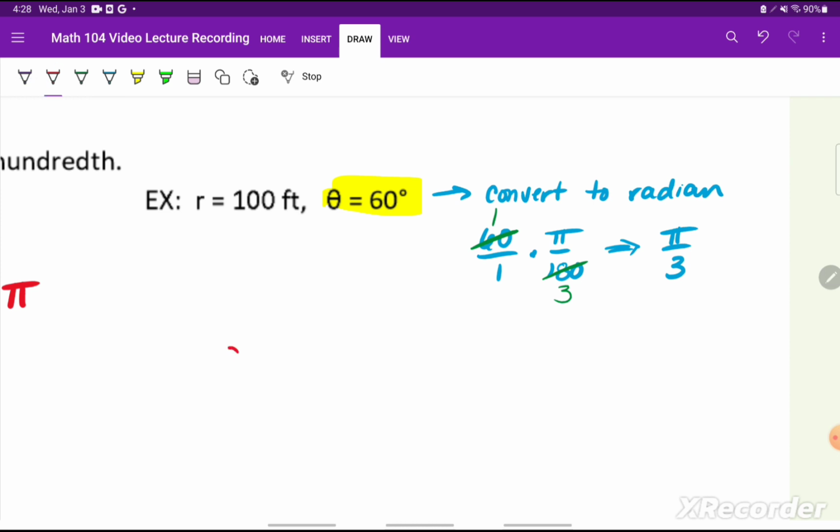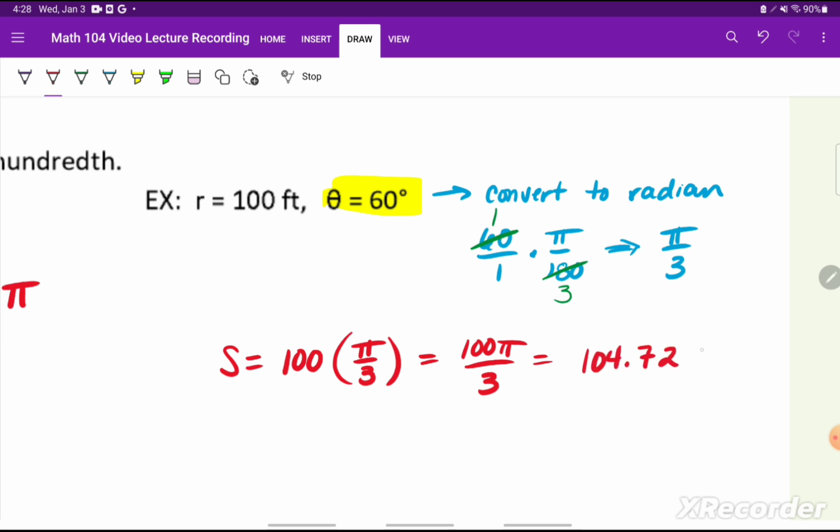So now our arc length s is going to be equal to r times theta. So that's 100 pi over 3. And we'll put that into our calculator and round to the nearest hundredth. We get an arc length of 104.72, and our unit is feet.